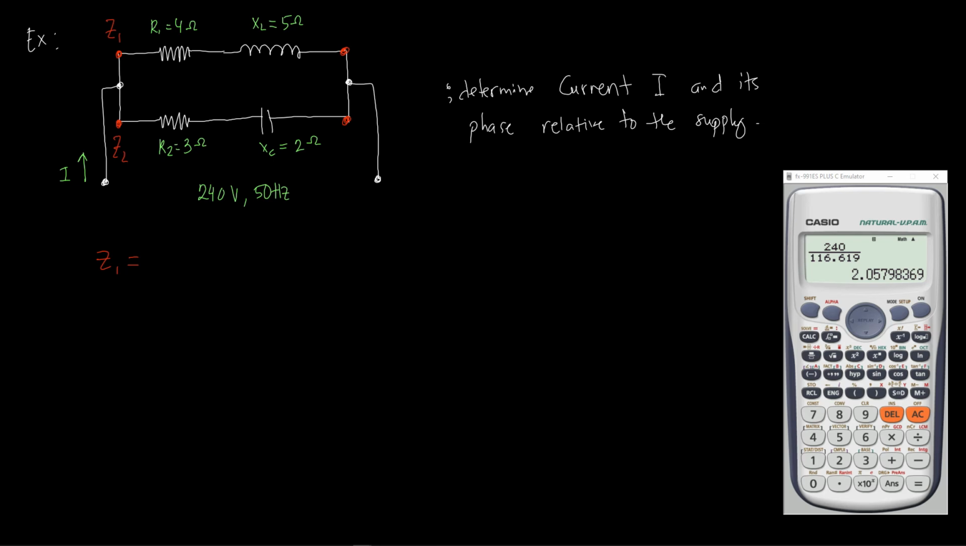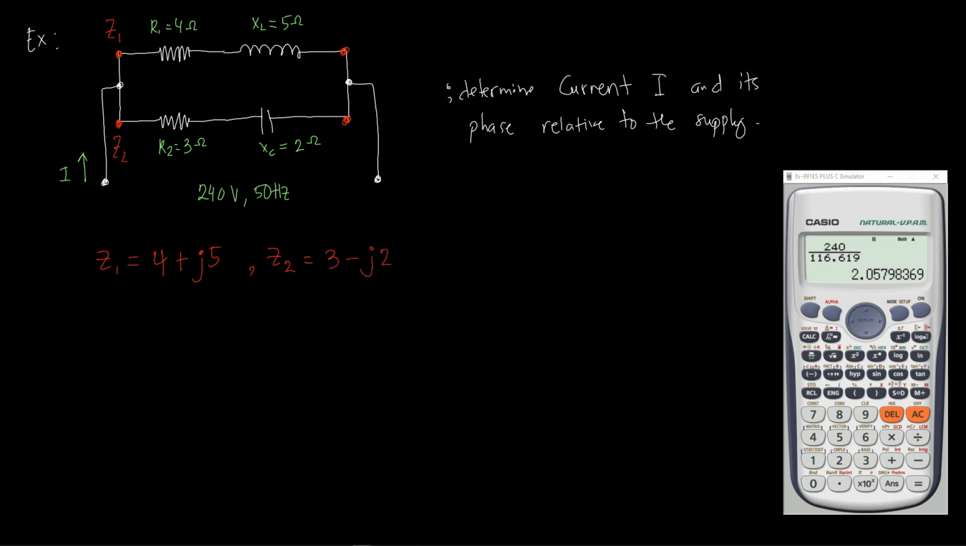9 ohms, sir? No, not 9. It is 4 plus, since it is an inductor, 4 plus j5. And Z2 is 3 minus j2.